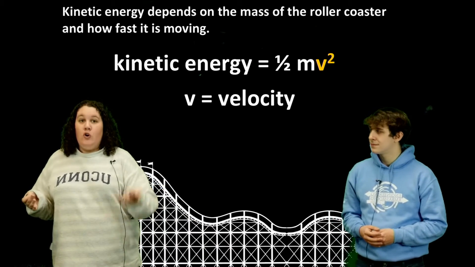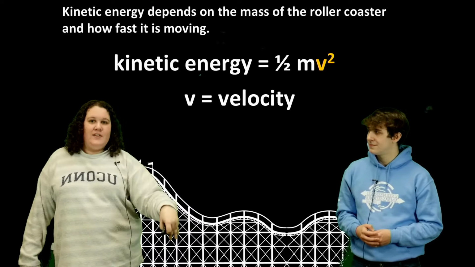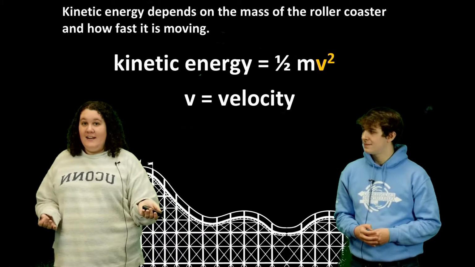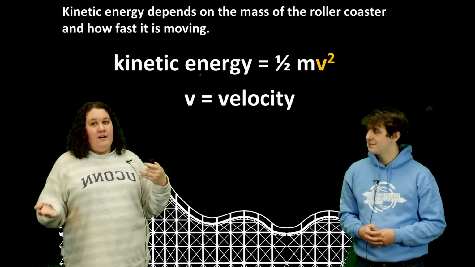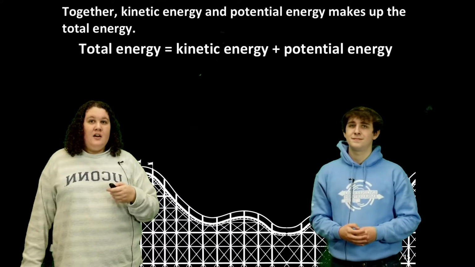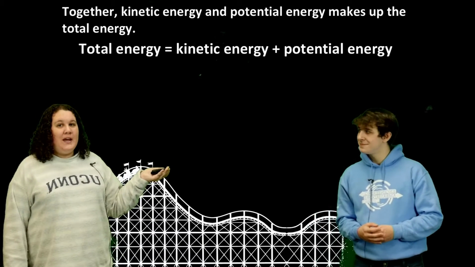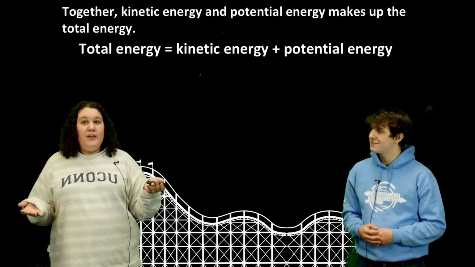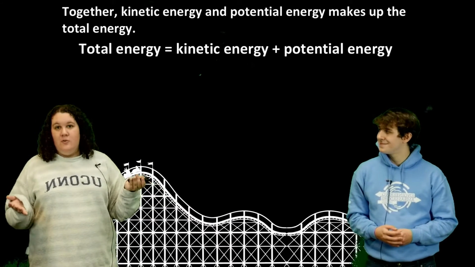So if you're ever going really fast or you're going down the hill, you'll have a high velocity, which means you'll have a high kinetic energy. And if you're going slow, you'll have a low kinetic energy and low velocity. So together, the total energy is the kinetic plus the potential. And this makes up the total energy of the roller coaster or of a system.